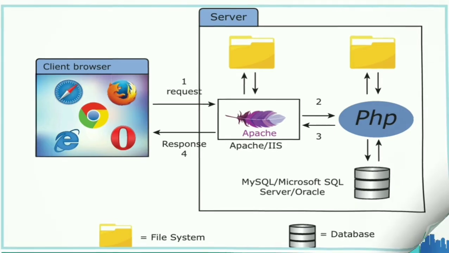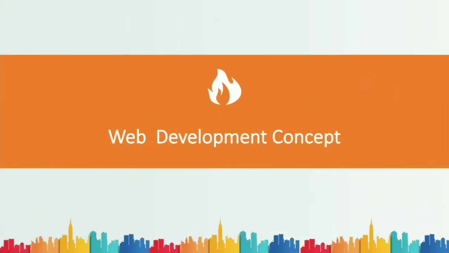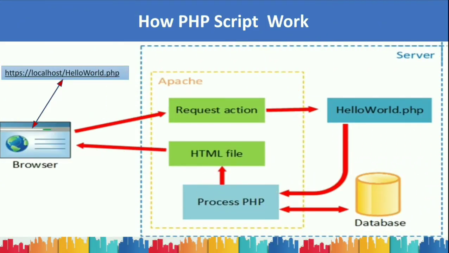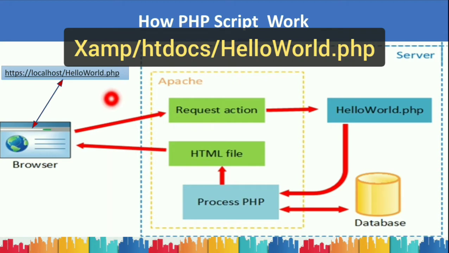The next concept is web development concept. This is very simple. You're going to learn how to write the PHP code, how to save it, where to save it, and how to execute. All these topics together are called web development concept. At the very beginning we have to type the PHP program in Notepad and save it with the extension .php. Let's see how this PHP script works. After saving, you have to save it in the htdocs folder. That folder will be present in the XAMPP folder. Later I will show you the path.